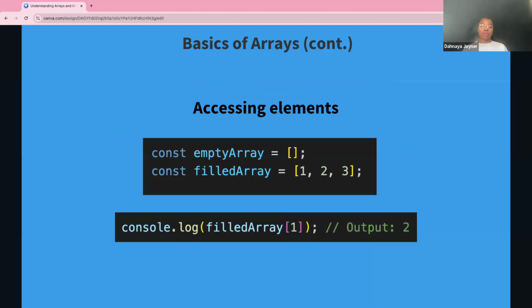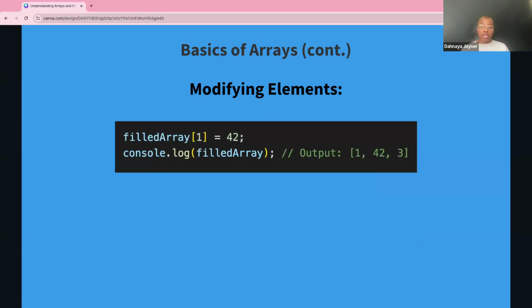Accessing elements. We have this filled array, and when you do filledArray square bracket 1, it will output 2, because arrays start at index 0, so it'll be 0, 1, 2. That's why when you do filledArray 1, it will give you 2. If you want to modify the elements or set an index value, here we have filledArray 1 equals, and we set it equal to a value. So now instead of 1, 2, 3, it's going to be 1, 42, 3.